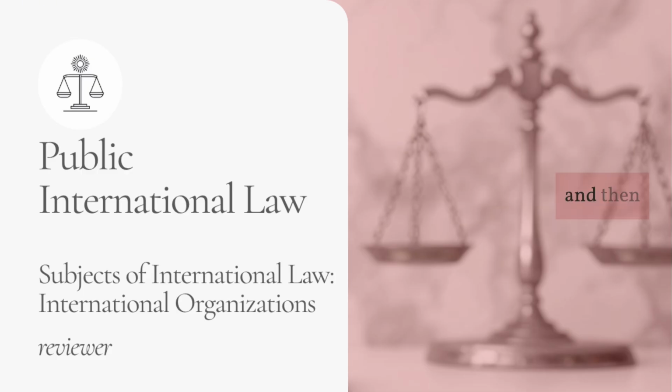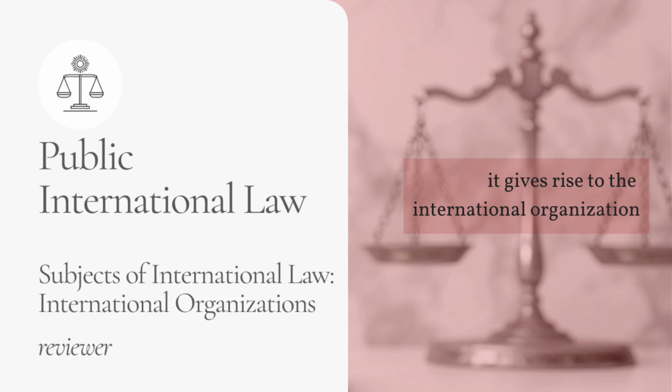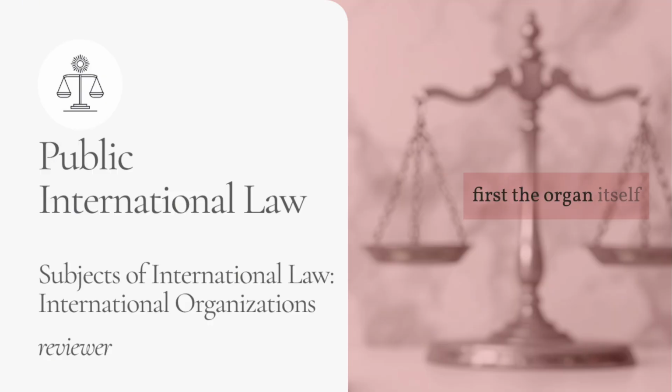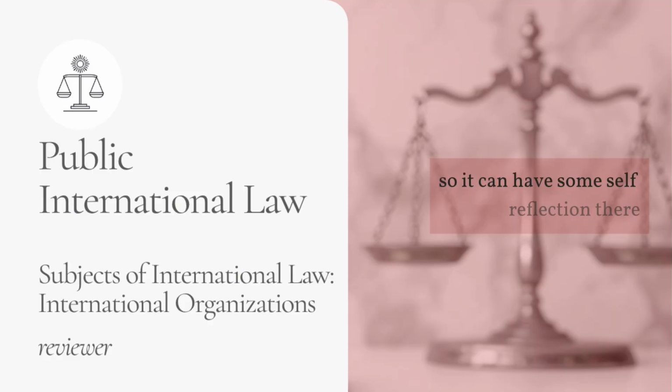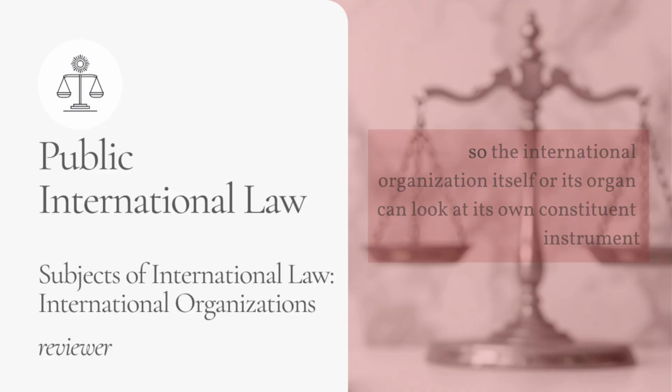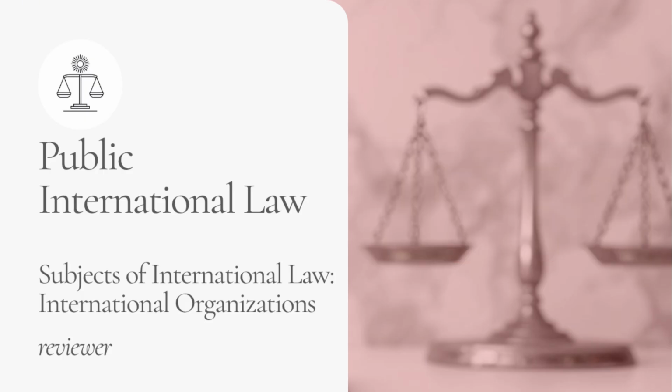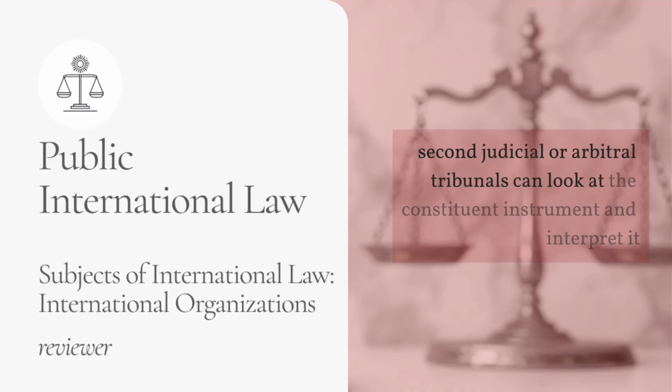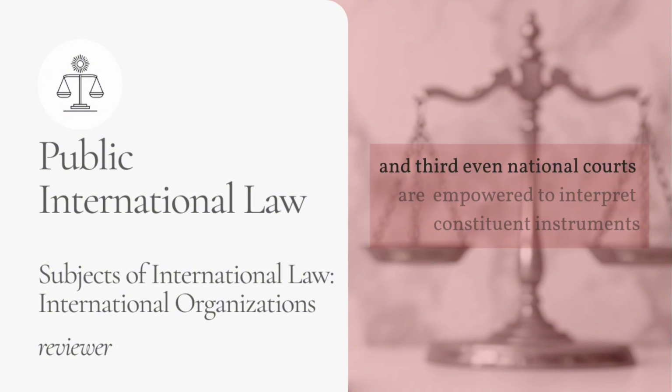And then who could interpret these constituent instruments? You execute these instruments, which gives rise to the international organization. In case of ambiguity, who may interpret these instruments? They could be interpreted by, first, the organ itself. So it can have some self-reflection there. Second, judicial or arbitral tribunals. Or third, national courts. So the international organization itself, or its organ, can look at its own constituent instrument. Second, judicial or arbitral tribunals can look at the constituent instrument and interpret it. And third, even national courts are empowered to interpret constituent instruments.